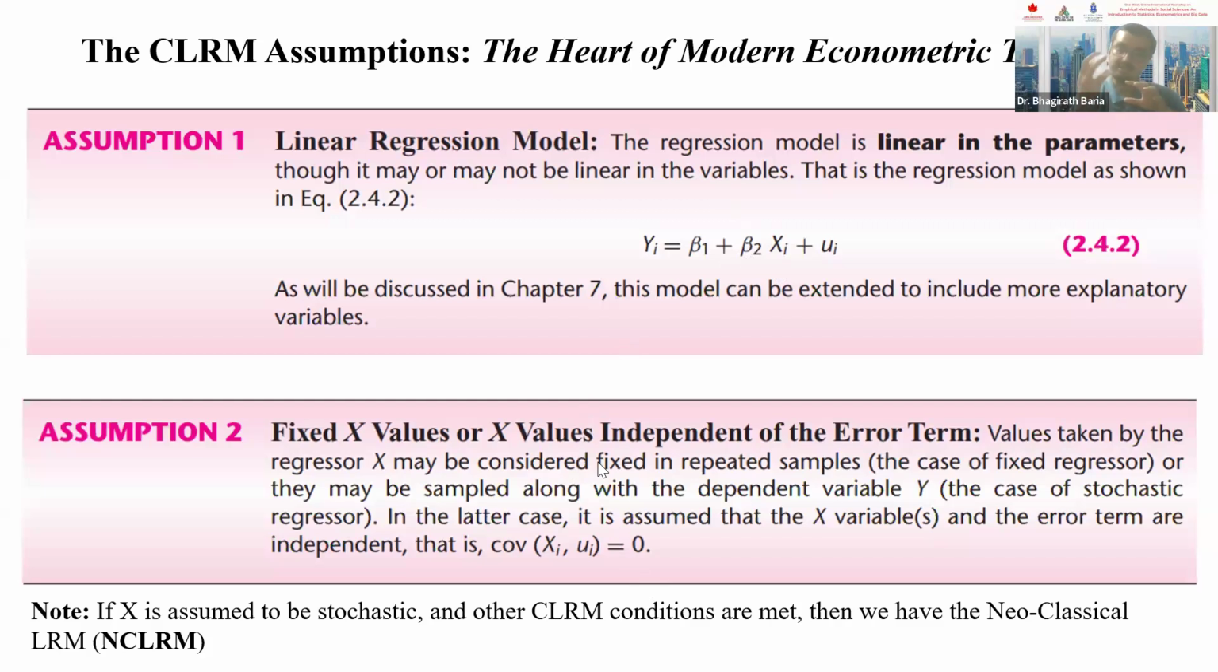Because we want to treat the effect of x on y separately from the effect of error on y. That is why we say y is a function of x and error. So we want error to have a separate impact on y, and we want x to have a separate impact on y. If both are related, then we cannot take out that separate impact of x on y.